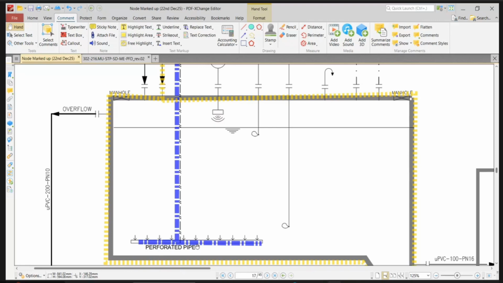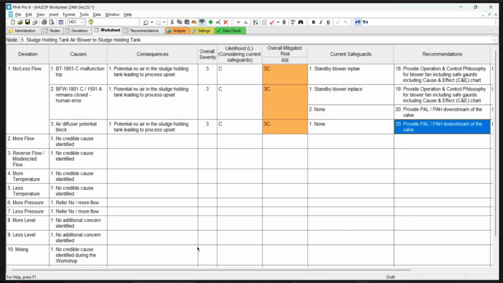Yes. If there's no airflow from the blower, I don't know why the diffuser will be blocked. Can you explain it to me? Actually, from my side, it will not block because this is a cross bubble. So I said the causes and consequences, right? Diffuser blocks. Can you elaborate on the causes?